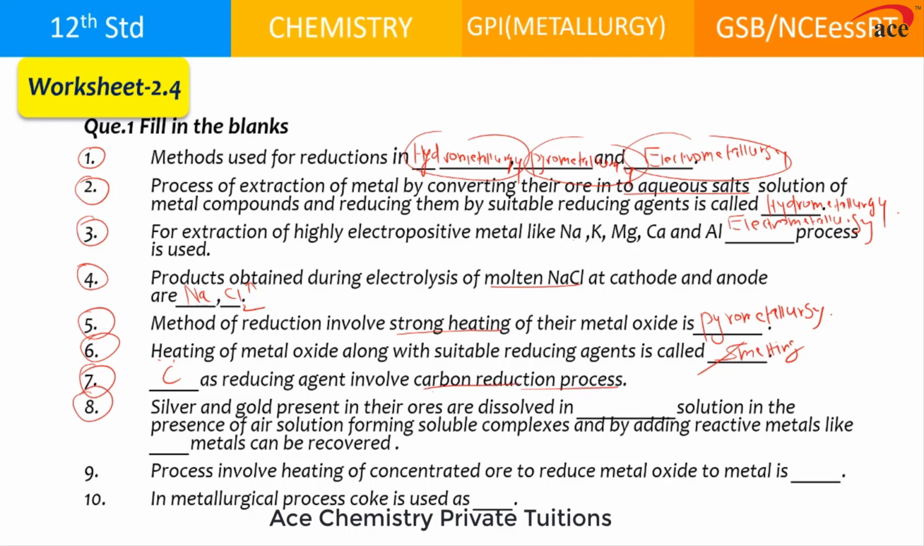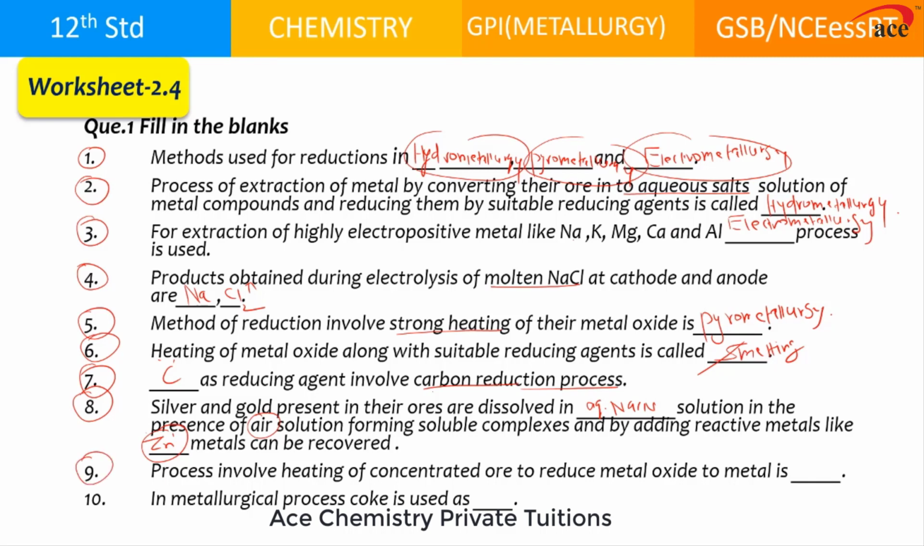In eighth, silver and gold present in their ores are dissolved in dash solution. We dissolve them in aqueous sodium cyanide solution, which forms a cyano complex, and here the air is acting as what? Oxidizing agent. To this soluble complex we add reactive metals like zinc metal. Zinc being more reactive displaces what? Silver and gold from the cyano complex.